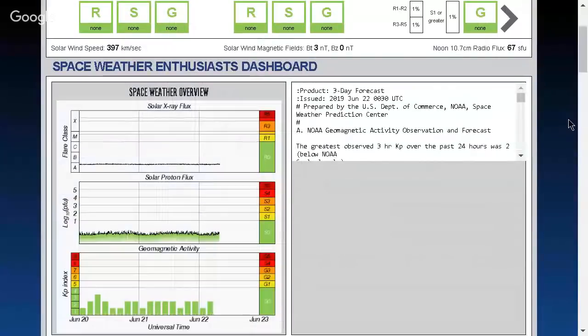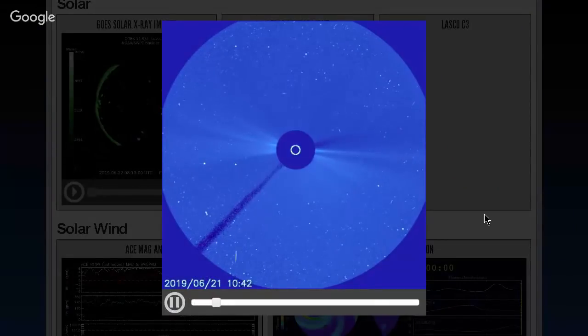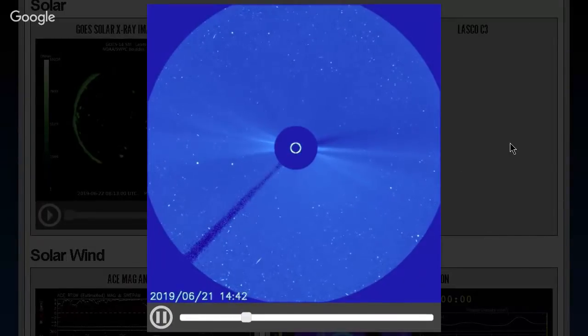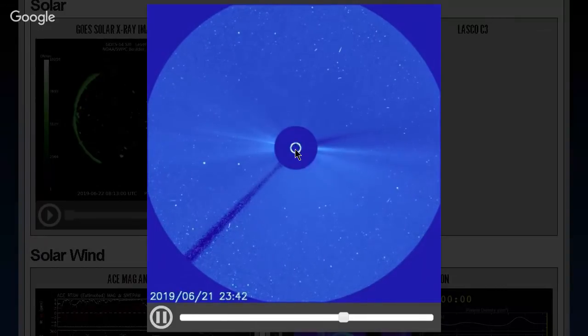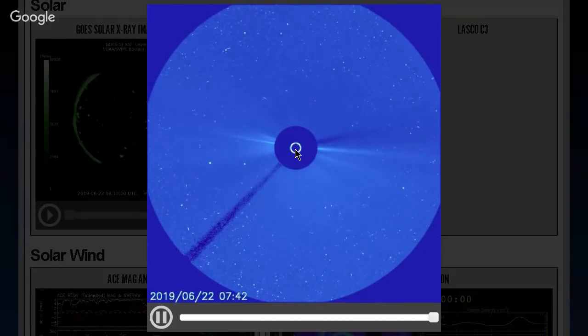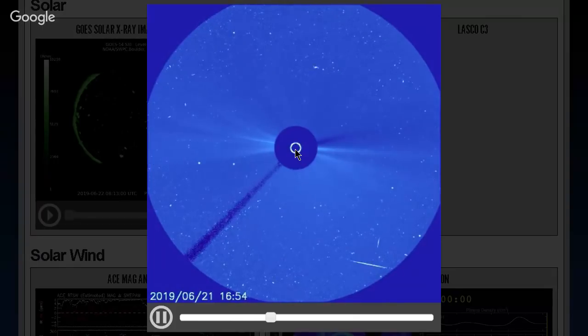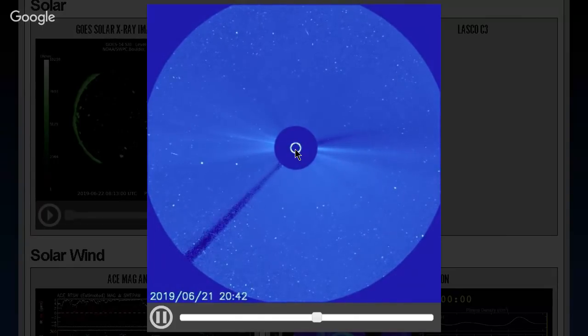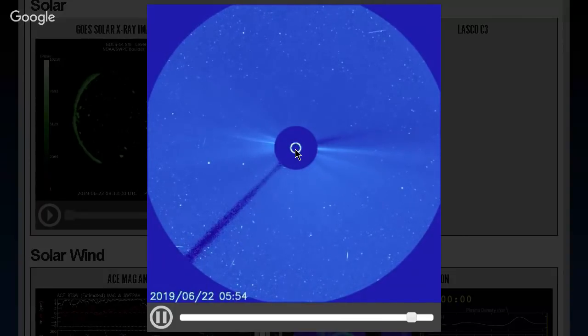And let's move on to more stuff, because there's still a lot of stuff to cover. We're going to completely ignore the space weather enthusiast dashboard, except to look at the LASCO C3, which we use to look for Earth-facing ejecta. If you see a halo of plasma coming out of the center, that means the plasma is aimed at you. It's coming in your direction, right? We call it a halo ejection for that reason.